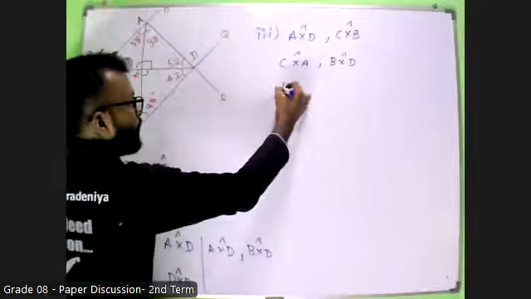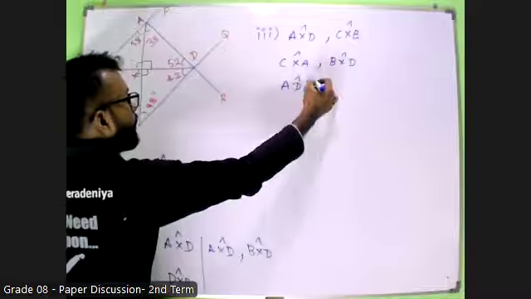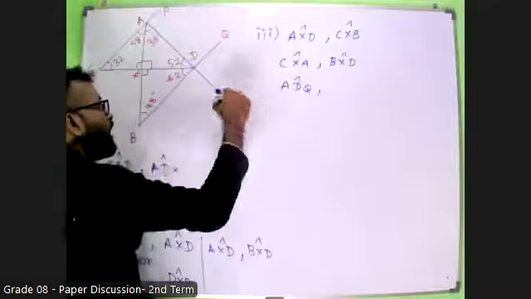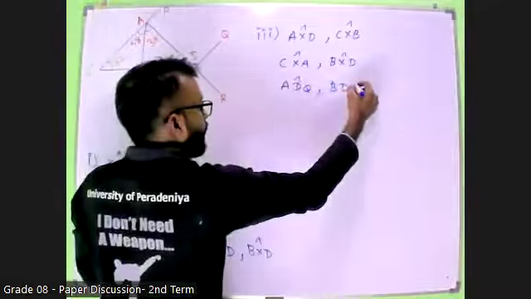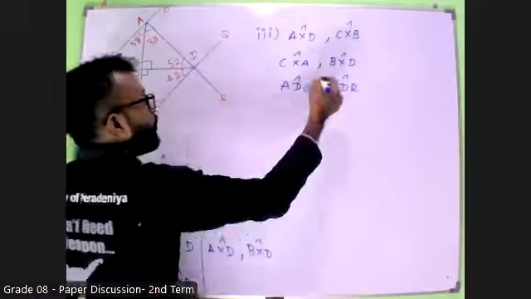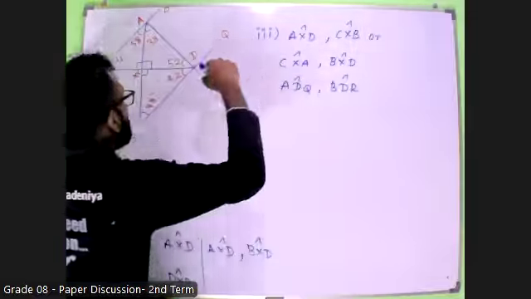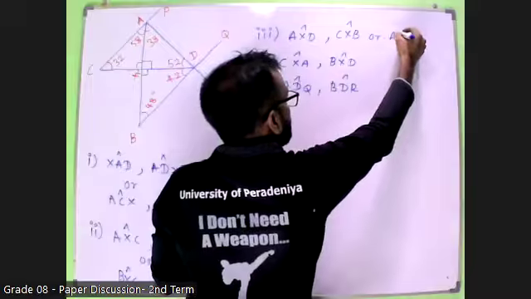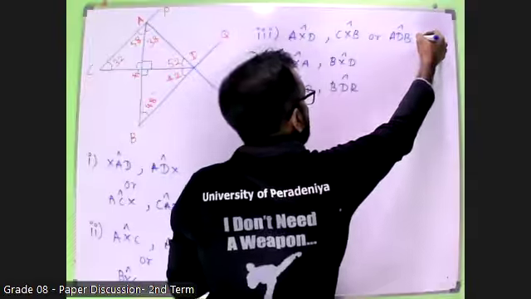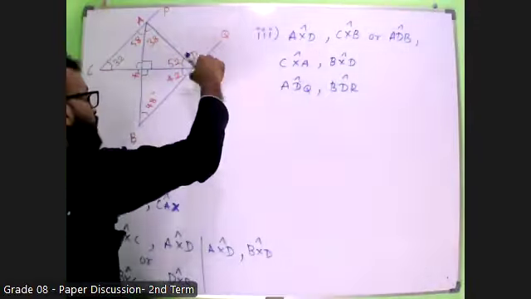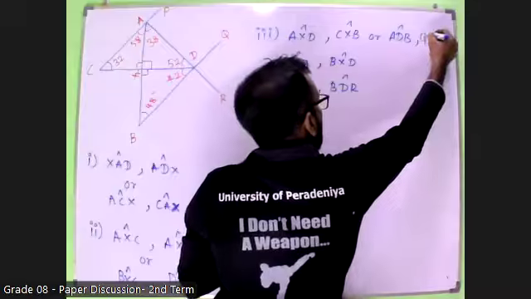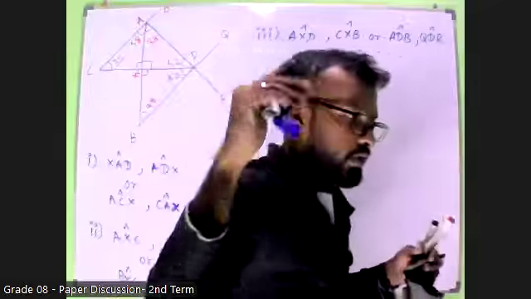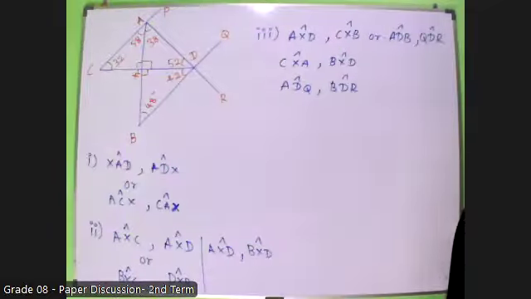ADQ angle. For this angle, the vertically opposite angle is BDR angle. Or you can write ADB angle and QDR angle. Those angles are vertically opposite. Two pairs of them you can get.